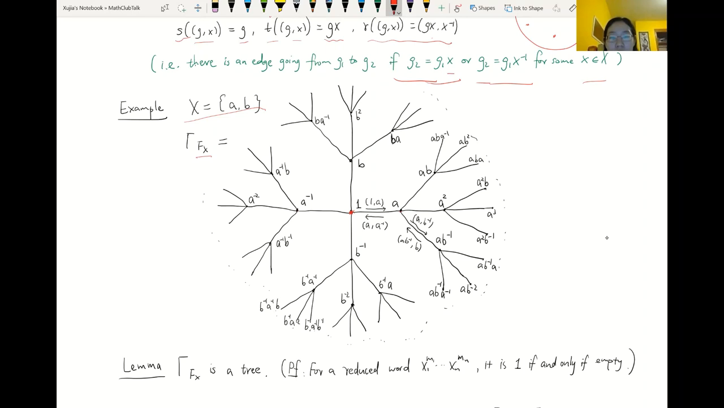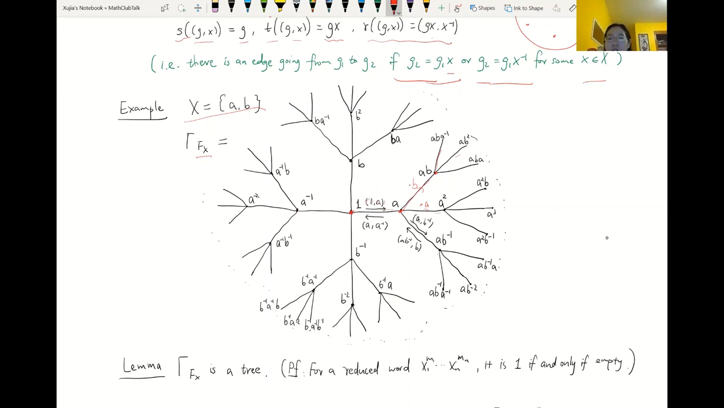And so this edge is the edge (1, A), right? 1 is the source and A is how you multiply. And from A, it also has four directions to go. It can go back, which is just by multiplying by A inverse. It can also go here by multiplying by B. You can also go here, multiply by A. You can also go here by multiplying by B inverse. So you get AB here, you get A squared here, you get AB inverse here. Similarly, from this element, if you don't go back, then you have three other directions to go, and so on.